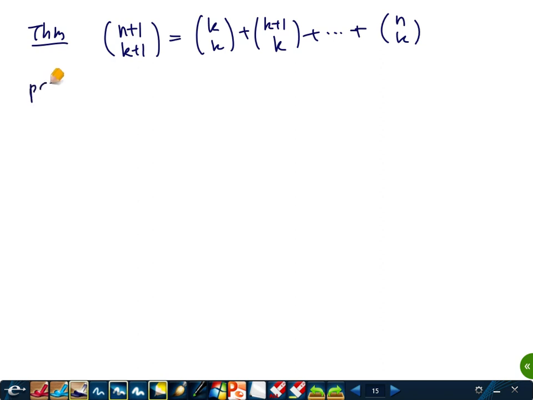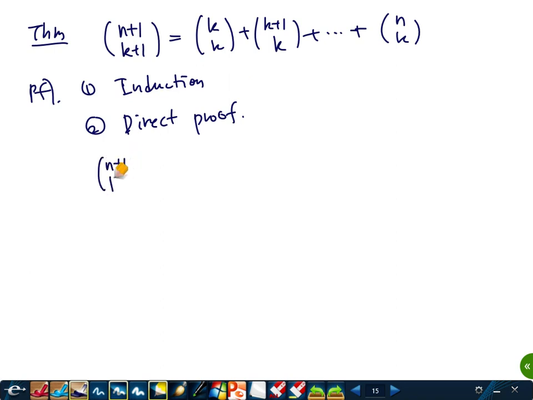And proof. You can prove this using induction. First proof, induction. And I'm going to give you another proof. Second proof, direct proof. Because induction needs computations, which is not very exciting. But for the direct proof, we can understand both sides combinatorially, and then it will naturally explain this equation. So what is n plus 1 choose k plus 1?